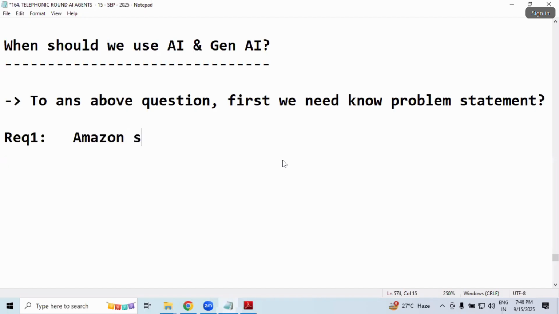How many Amazon sales will there be next year? Who will do it? AI. When I say AI, especially ML.